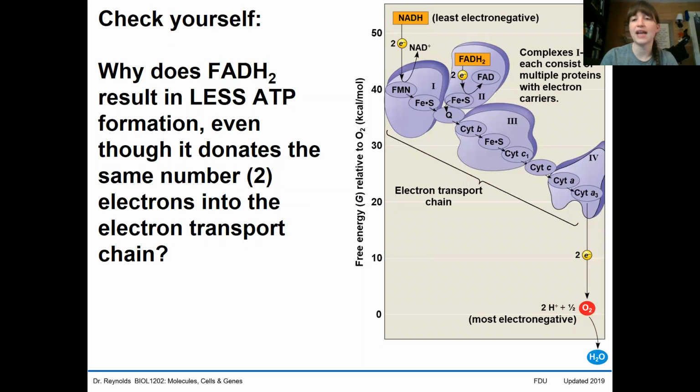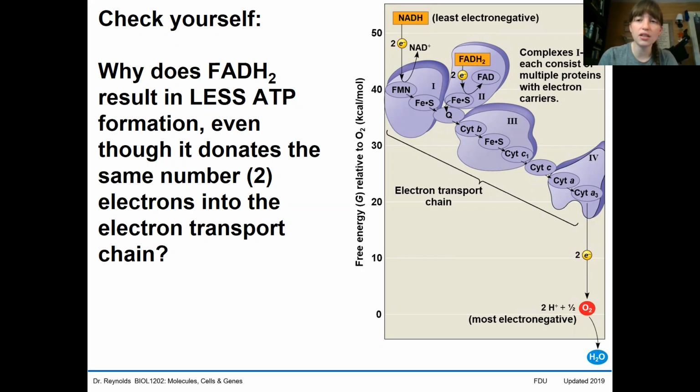The first question asks you to take a look at the forces that are being built by the electron transport chain and to understand the differences between NADH and FADH2. Recognize that NADH and FADH2 both donate 2 electrons. So there's nothing different about them in terms of the number of electrons that are being donated. And yet FADH2 results in the production of less ATP, 1.5, than NADH, 2.5 ATP. And what is the reason for that difference?